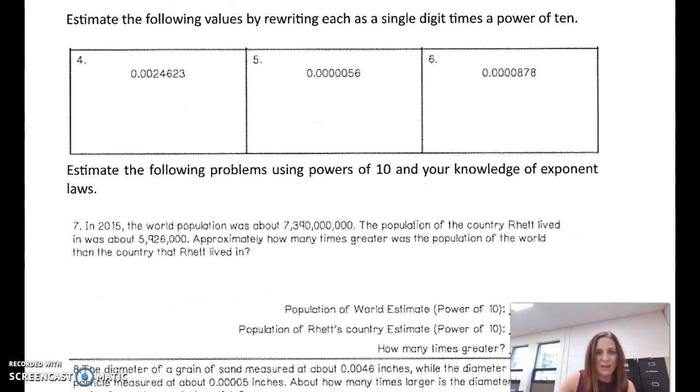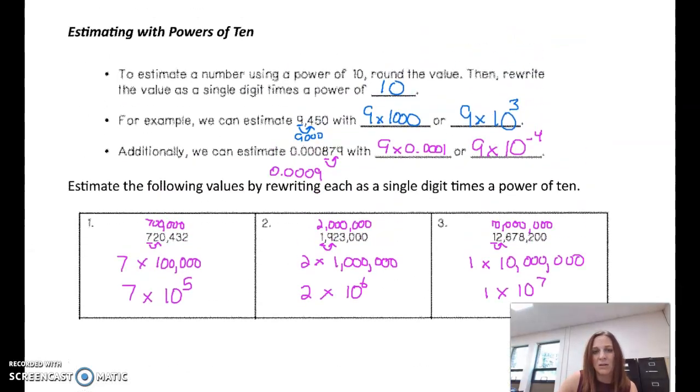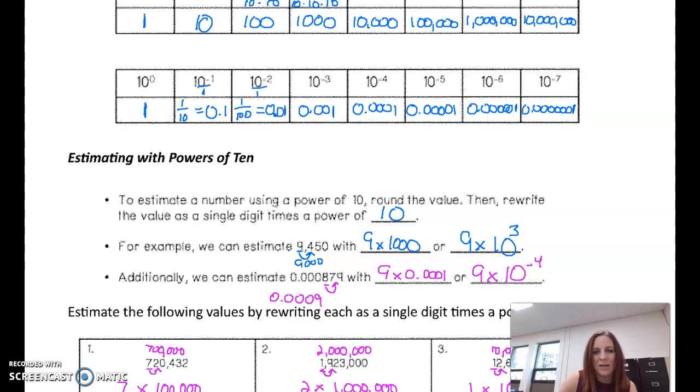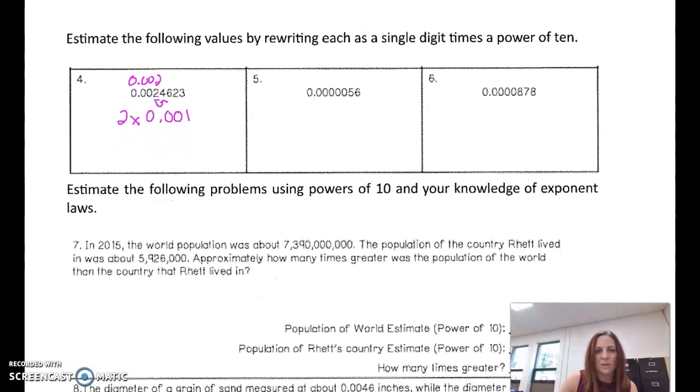Estimate the following values. We're going to do the same thing, but this time they're really, really small numbers. So I'm going to look at that 2 here. The 4 behind it tells me to leave this as 0.002. All right, so that becomes tenths, hundredths, thousandths. This is 2 times a thousandth. So if you look at the chart up here, 0.001 is 10 to the negative third. So I can rewrite this as 2 times 10 to the negative third, because negative third is going to be thousandths.